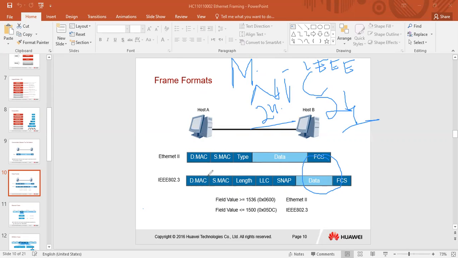header is composed of destination MAC address, source MAC address, and length of your data. Okay, and the type is further divided in IEEE 802.3 Ethernet framing. The types are further divided into length, LLC, meaning logical link control, okay, what is LLC we will study, and what is SNAP.